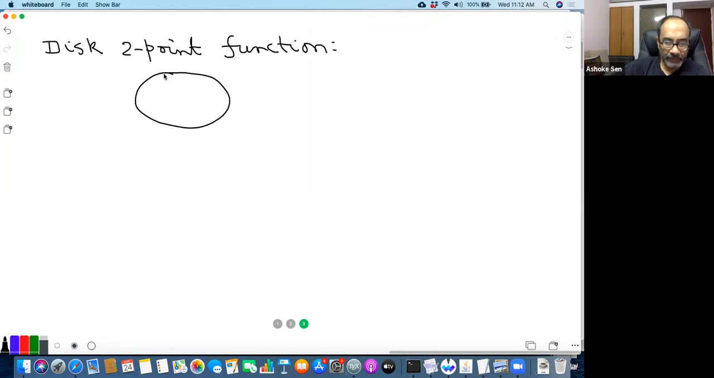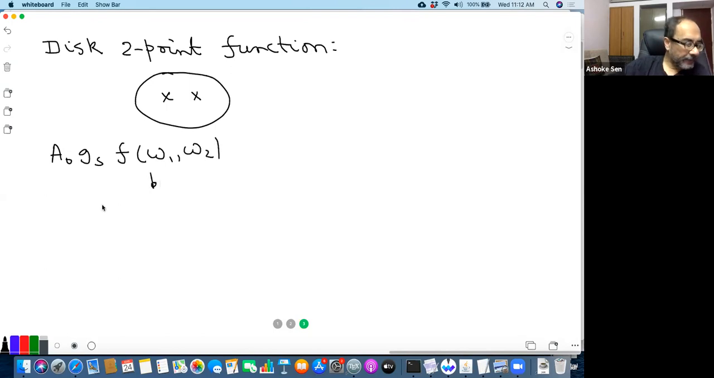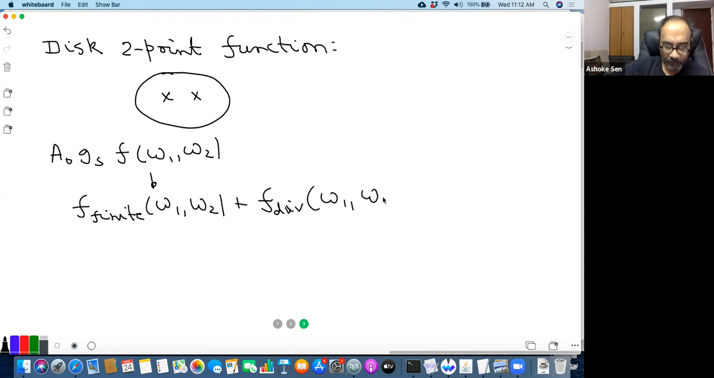So this two-point function is this. And you remember that the answer for this that I wrote down was A0, which is the leading order amplitude, the product of two disk one-point functions, and then there's a function of omega 1, omega 2. So this contained a finite piece, F finite omega 1, omega 2, and then there is a divergent piece. So let me write this as F divergent omega 1, omega 2.